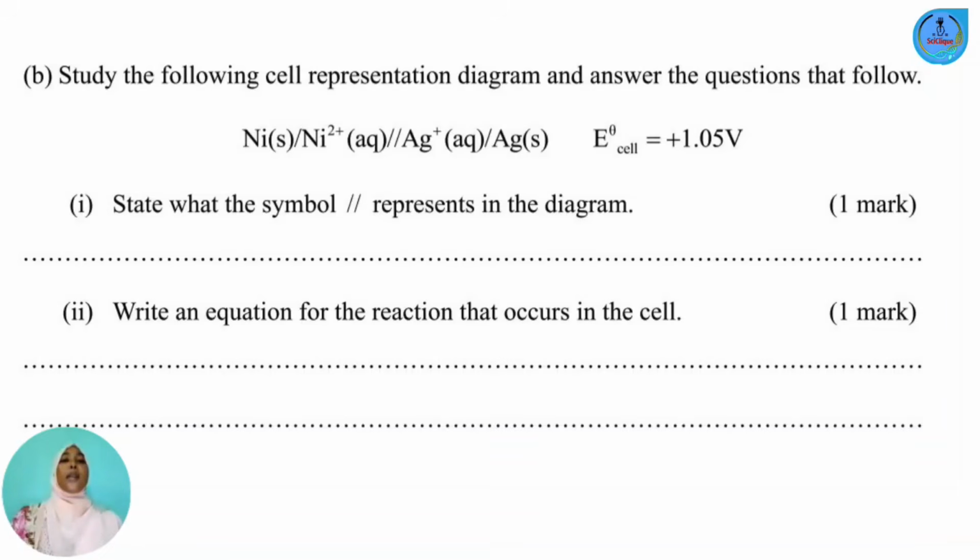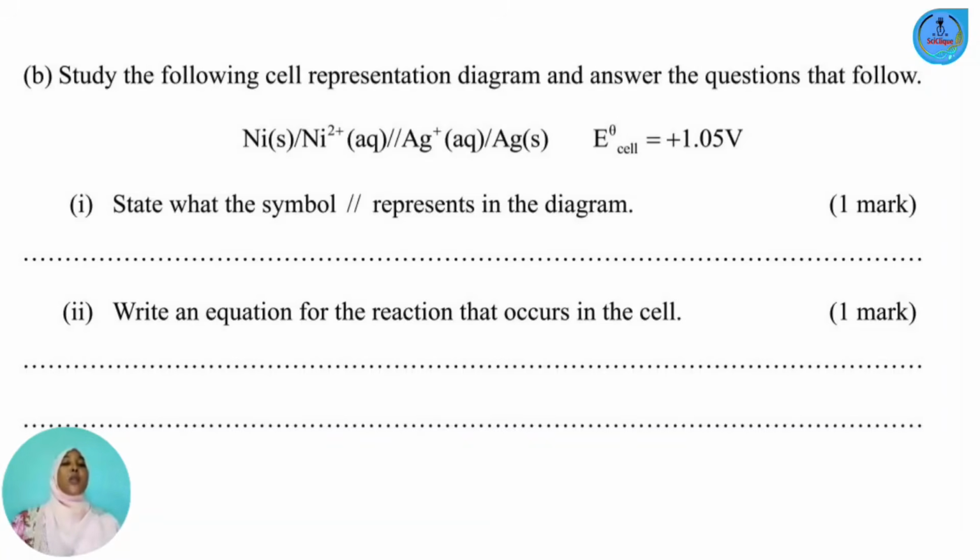Part B, study the following cell representation diagram and answer the questions that follow. Okay, so we have nickel. So upon nickel, that means the electrode that was used was nickel. Nickel is a metal. A solution of nickel ions was also present. And then we have the 2 vertical lines. Those represent the salt bridge. And then we have silver, a solution of silver ions, and then a silver electrode that was used. And then we're told that the standard electrode potential for this cell is plus 1.05 volts.